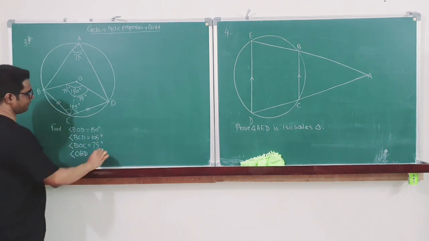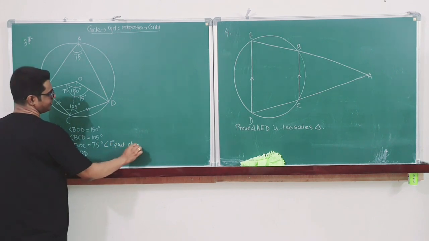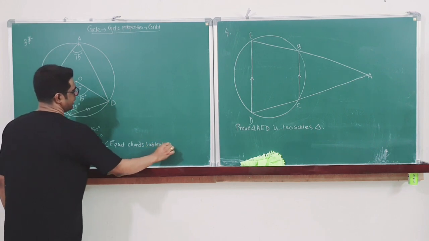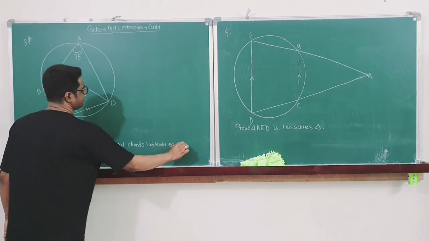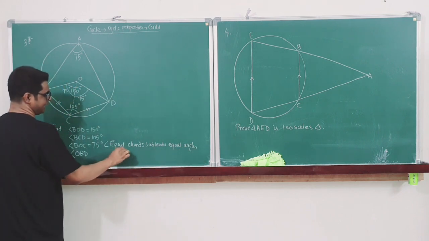Okay. So here you have to write equal chords subtend equal angles. This is from chord properties at center.